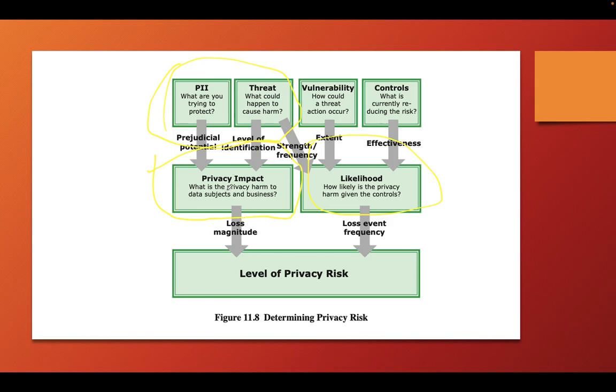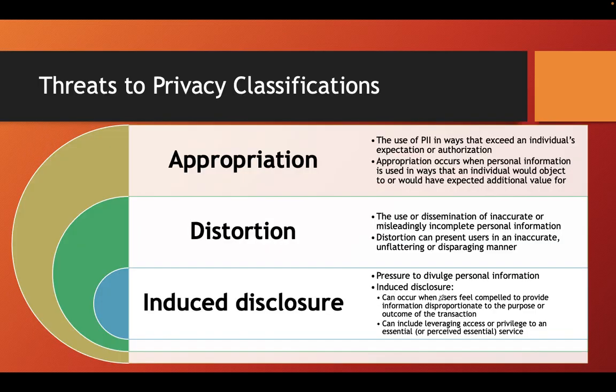The privacy impact leads to what we call the loss. When you carry out the impact assessment, you will be able to ascertain the magnitude of the loss that will happen to the information you try to protect. Then the loss event frequency, all of them will result in what we call the level of privacy risk. So this figure examines the level of privacy risk, figure 11.8. Now let's move on quickly.